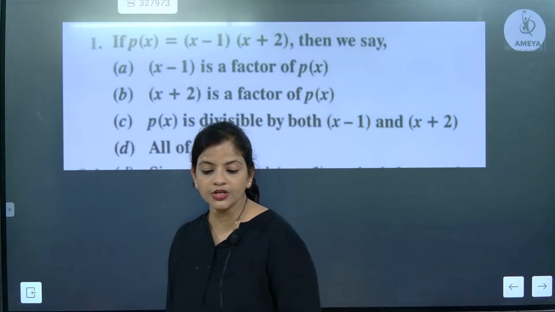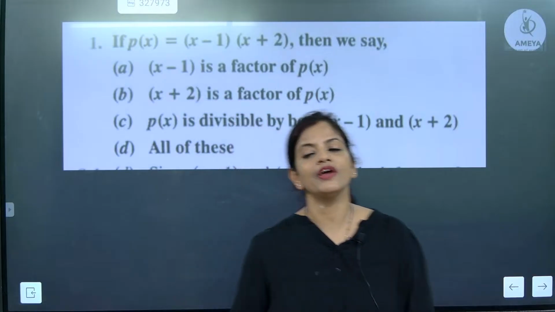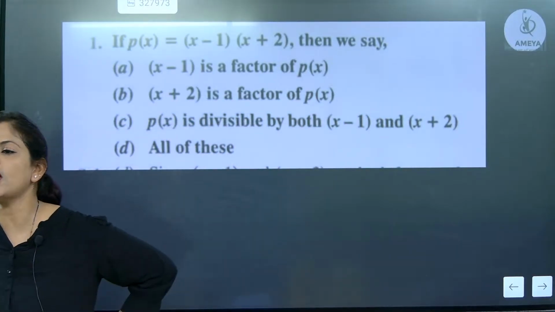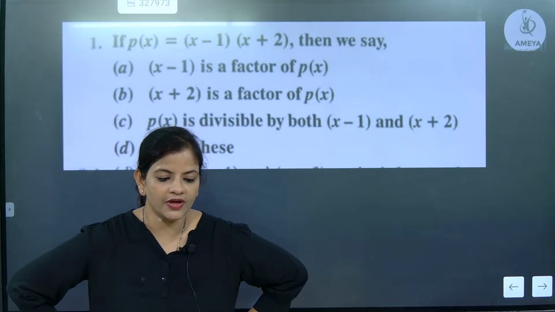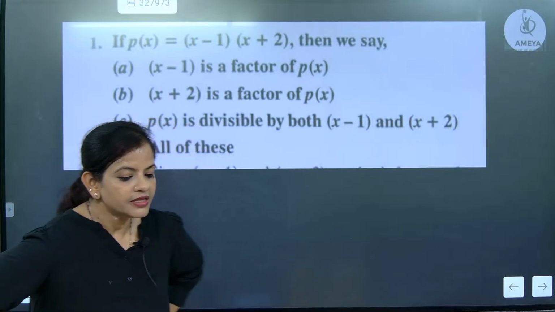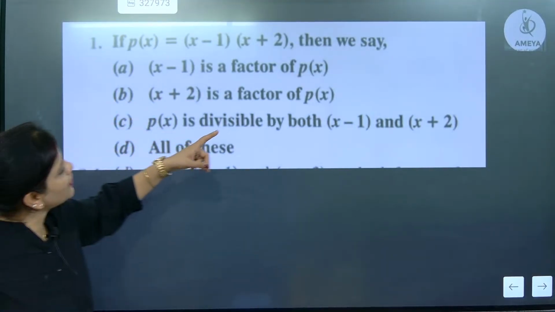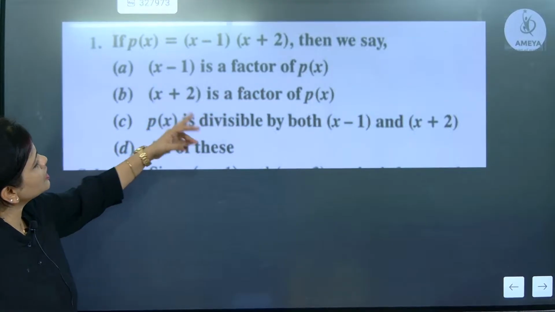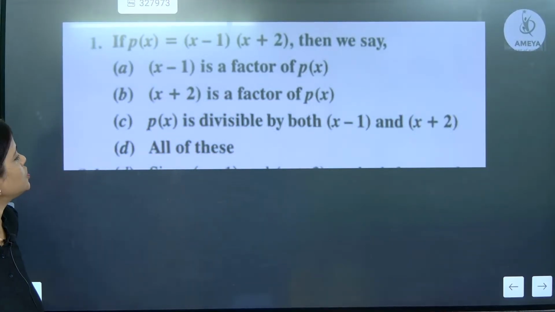Why is it called zeros of polynomial? It is exactly called zeros of polynomial when it will make the polynomial equal to 0. So only it is considered as zeros of polynomial. Very good. Easy. Now here, you need to say that if p of x is equal to x minus 1, x plus 2, then x minus 1 is a factor, or x plus 2 is a factor, or p of x is divisible by both x minus 1, x plus 2, or all of them.